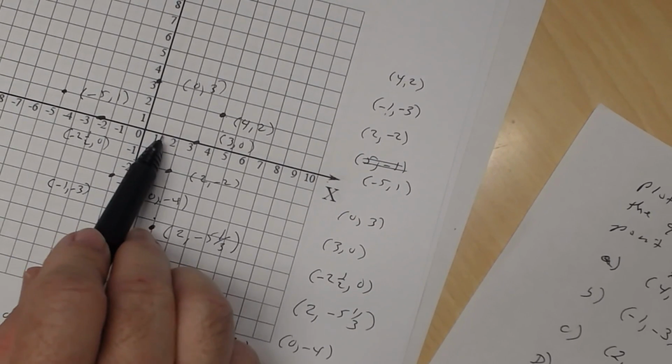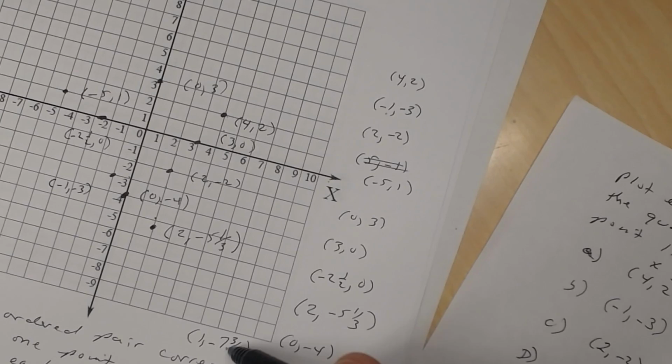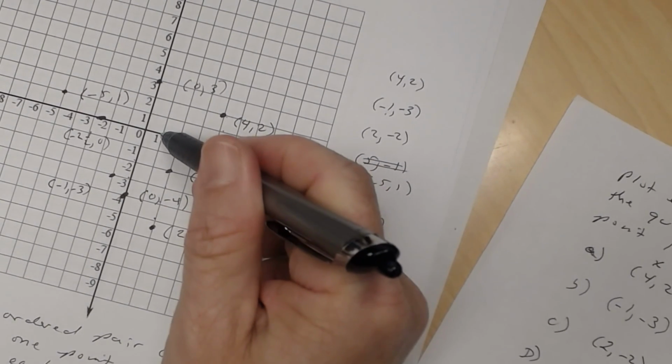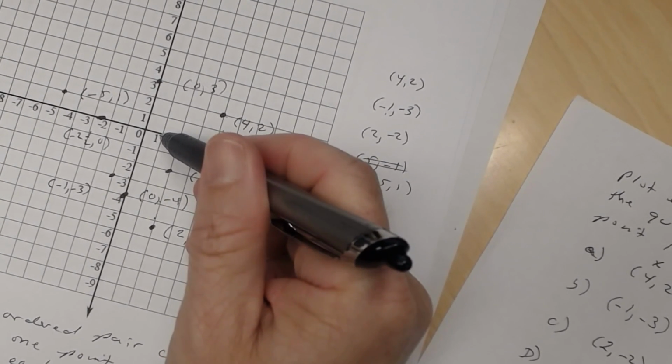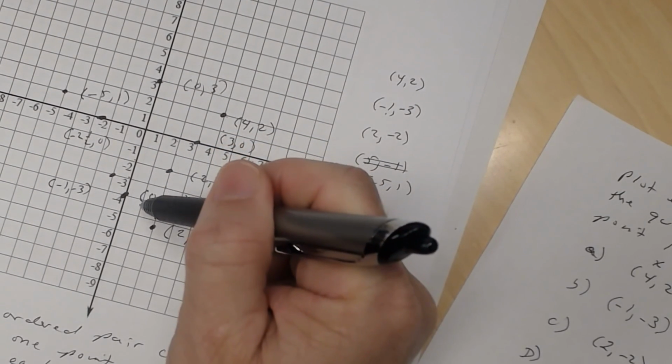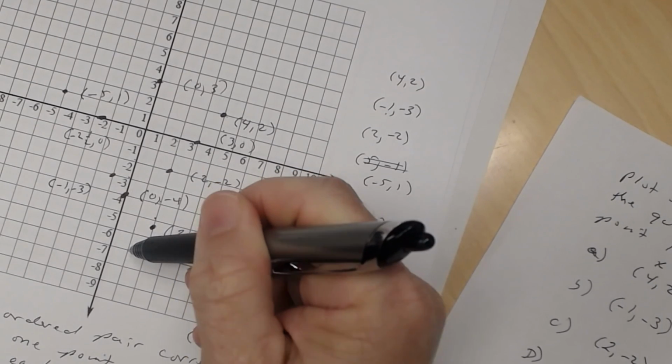The x-coordinate is +1, so I go to the right 1 unit. The y-coordinate is negative 7 and 3/4. So from here I'm going to go down because y is negative. Go down 7: 1, 2, 3, 4, 5, 6, 7. But then I had to go 3/4 more.